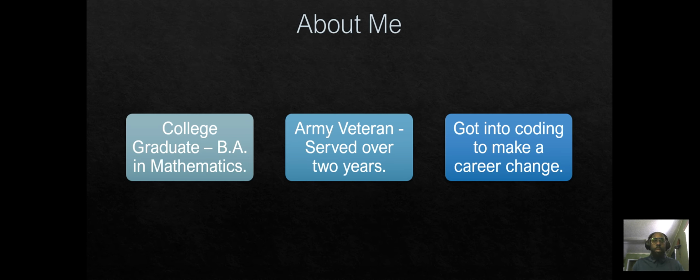So a little about me. I'm a college graduate. I graduated college with a degree in mathematics. Then I went to the Army as an IT help desk technician and served over 2 years. And then I got into coding to make a career change and see what's out there in the tech industry, especially since I find coding or programming to be very interesting with what it can do.